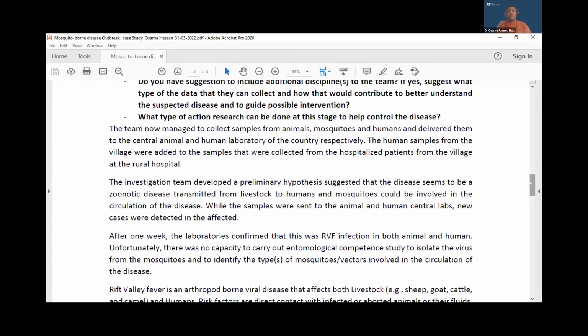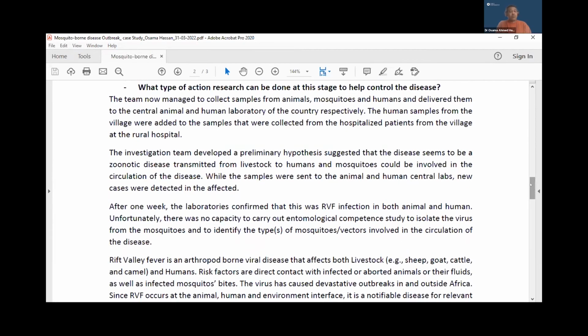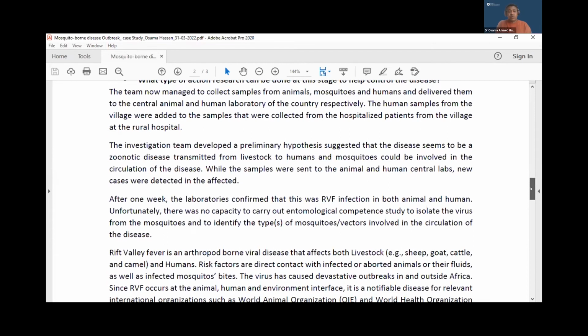The investigation team developed a preliminary hypothesis suggesting that the disease seems to be a zoonotic disease. Just like what you said, transmitted from livestock to humans, and mosquitoes could be involved in the circulation of the disease. So while the samples were sent to the animal and human center labs, new cases were detected in the affected area. That means the outbreak is ongoing.